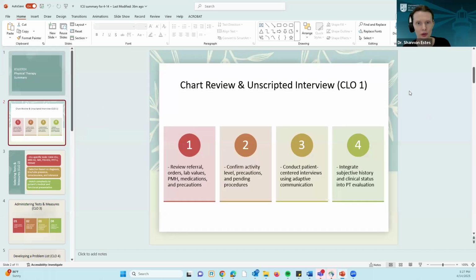So your chart review, and all of these are related to your course learning objectives. Your chart review in general, right? You're looking at the referral. When they're in the ICU, a lot of times what that looks like is your orders. So did your doctor order therapy? We want to make sure we have the orders. You're looking at your lab values.